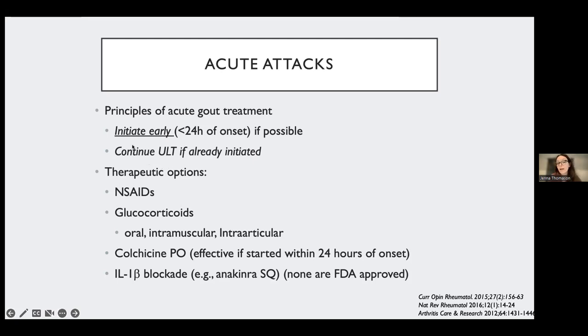Also during the flare, it's very important to continue their uric acid lowering therapy if it's already been initiated. You could also use NSAIDs in patients with normal kidney function. You could use steroids in patients that don't have contraindications to that. You can use colchicine, but you must give it within 24 hours of the onset of the flare. A patient that comes to you in clinic 3 days after the onset of the flare, colchicine is not going to work. It only works when it's given within 24 hours of the flare onset.